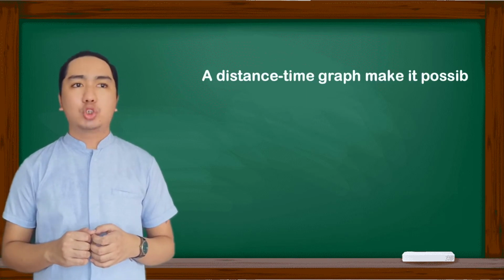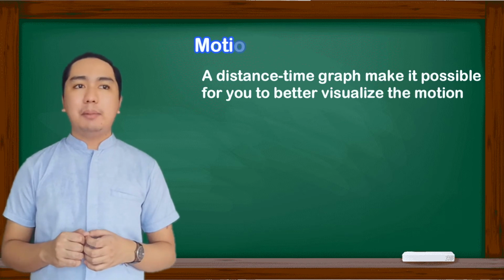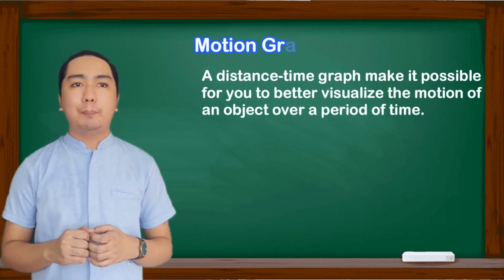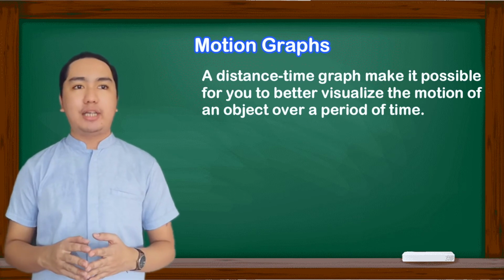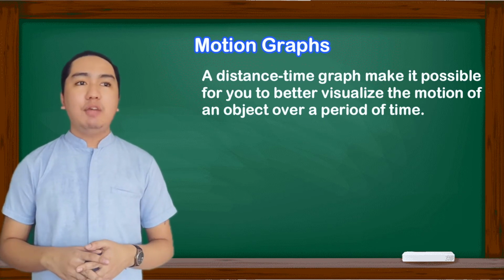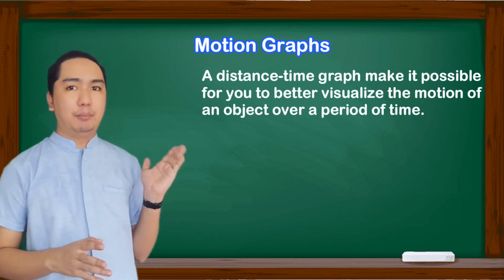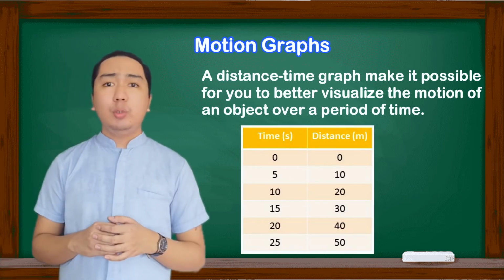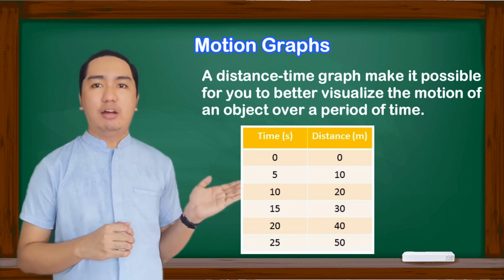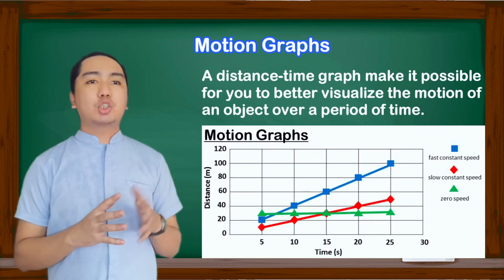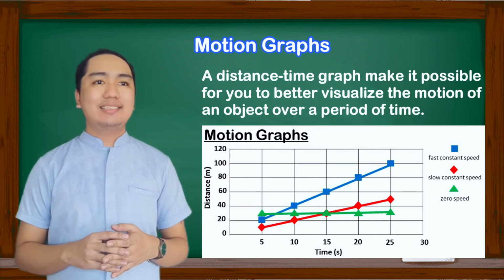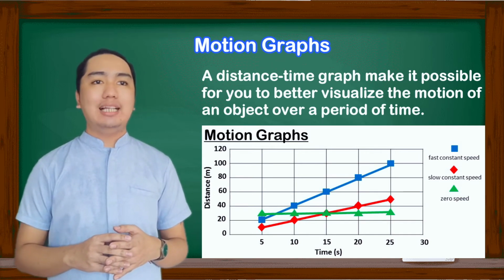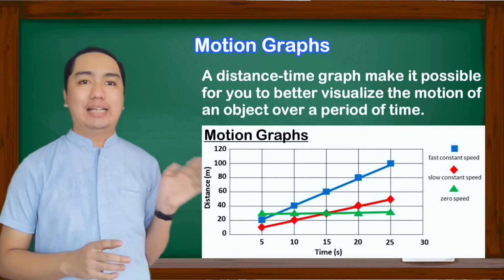How about in motion graphs? A distance-time graph makes it possible for you to better visualize the motion of an object over a period of time. For example, if you plot the values in this table, the result will be the same as this graph. Time is shown on the horizontal axis or x-axis, while the distance is shown on the vertical axis or y-axis.